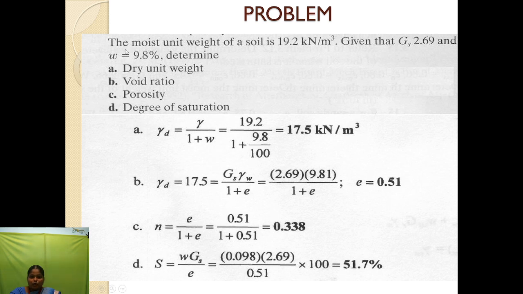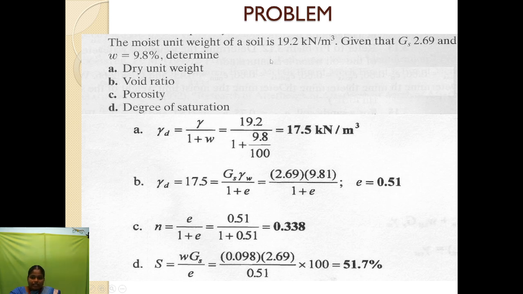The problem: the moist unit weight of a soil is 19.2 kilonewton per meter cube, given that Gs is 2.69 and the water content is 9.8%. Determine the dry unit weight, void ratio, porosity, and degree of saturation. First, the dry unit weight. We already know the formula: the unit weight divided by 1 plus the water content.